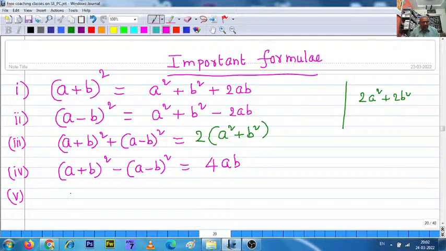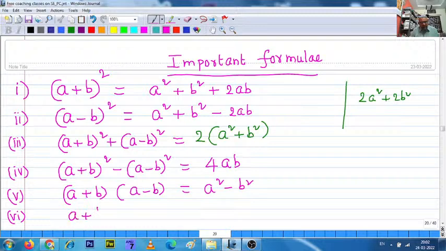And the fifth one is very important. A plus B into A minus B is equal to A square minus B square. Please remember all these formulae. Next, the sixth one is A plus B plus C whole square. This is a trinomial expansion.